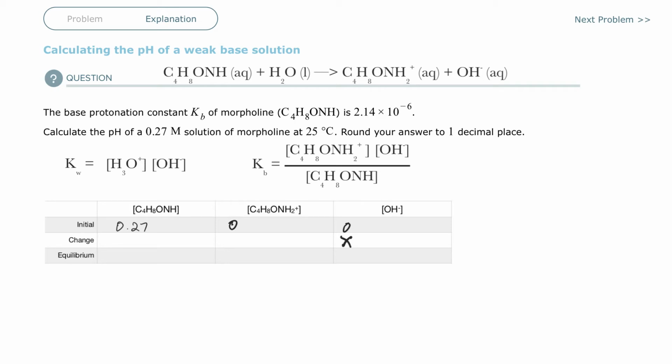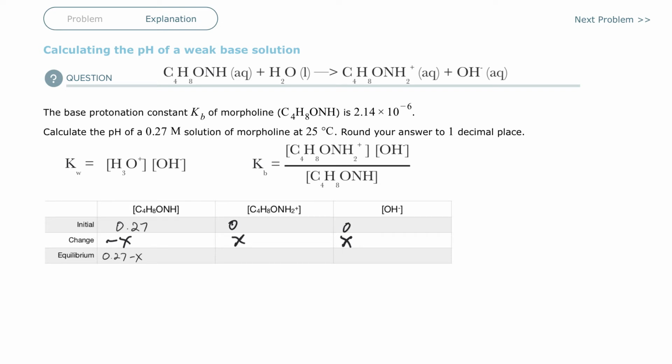So going back, this will be X because it's a 1-to-1 relationship, and then this is negative X because it's a 1-to-1 relationship, but it's on the other side. So it has to be negative to whatever X you have. The equilibrium then is going to be the sum of these two boxes. So if you have 0.27, we have 0.27 minus X, that'll be your equilibrium for the C4H8.